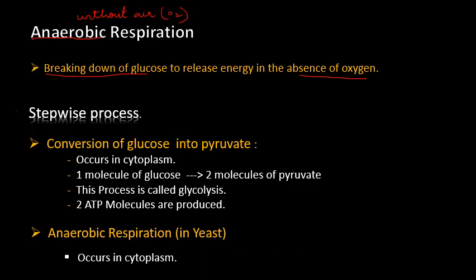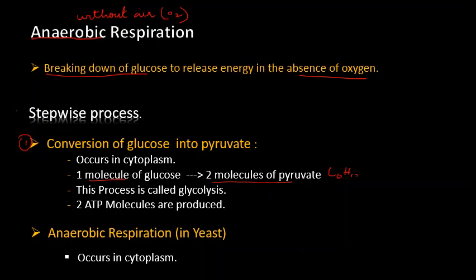The first step is conversion of glucose into pyruvate. You have already learnt it in the aerobic respiration, because this conversion of glucose into pyruvate is a common process that takes place in both aerobic and anaerobic respiration. So in the first step, one molecule of glucose is converted into two molecules of pyruvate.